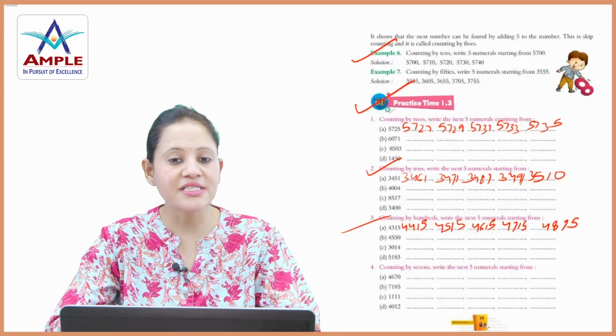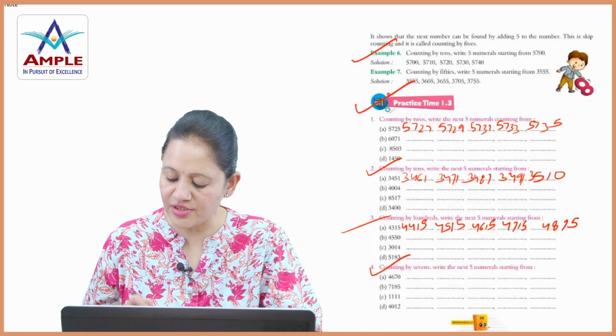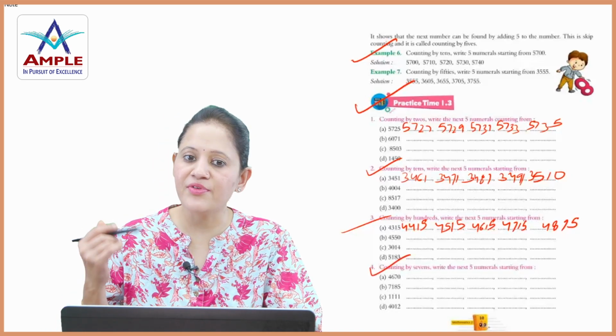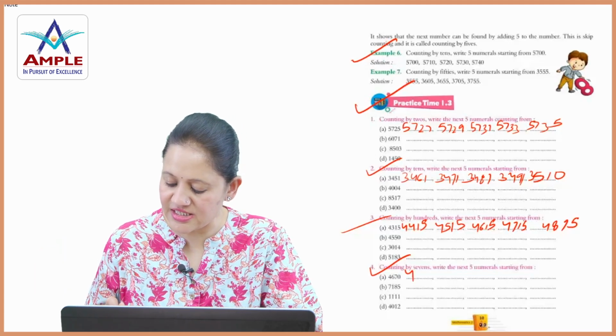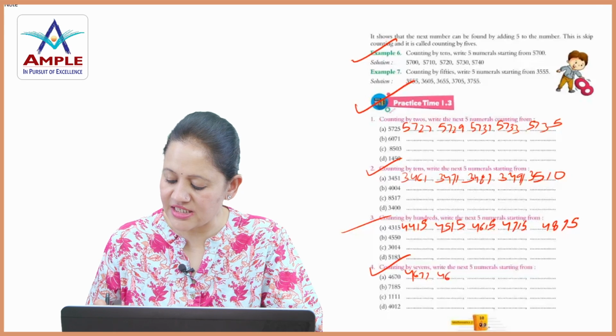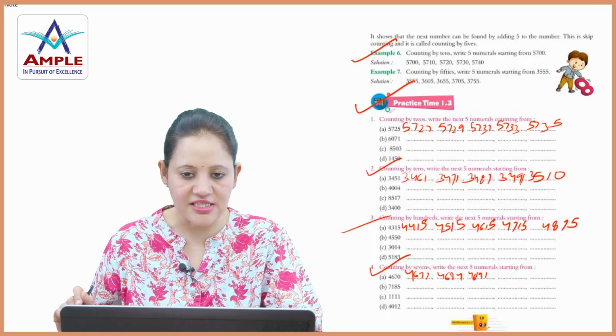Next is counting by 7, write the next 5 numerals starting from 4670. So every time we will add 7 and we will get the next number. So 4677, 4684, 4691, like this we will write the next numbers. Clear?